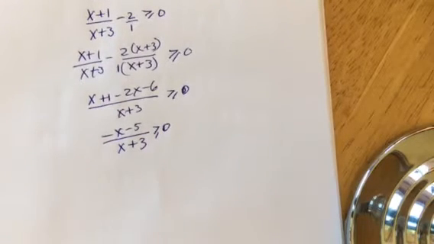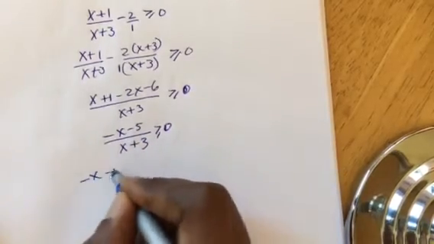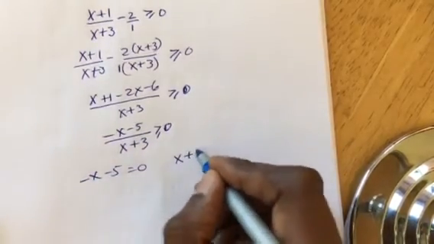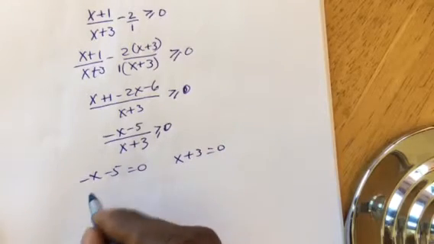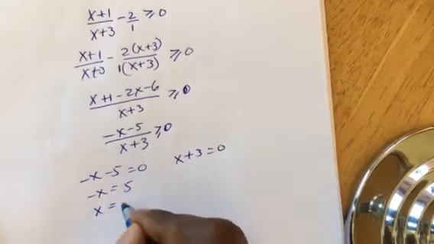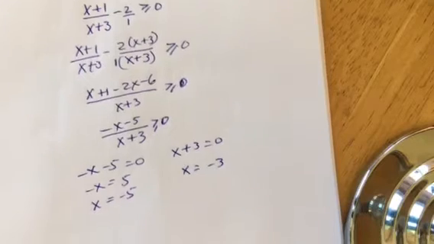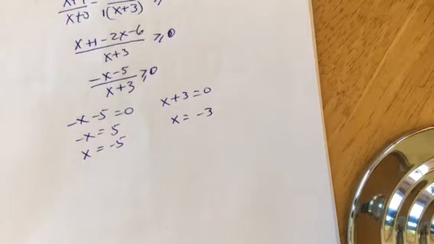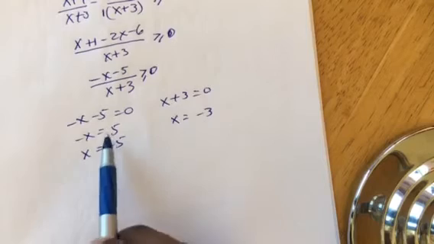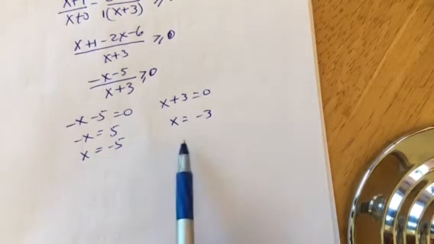Alright, now we have to solve each side, the numerator and the denominator, for x. So you have negative x minus 5 equal to 0, and then you have x plus 3 equal to 0. So this would give you negative x equals positive 5, which means x equals negative 5. And this will give you x equals negative 3. Remember, when you move something from one side of the equation to the other side, you change the sign. And in this case, you divide by negative 1 on both sides. Okay, so here are the two numbers that we found.